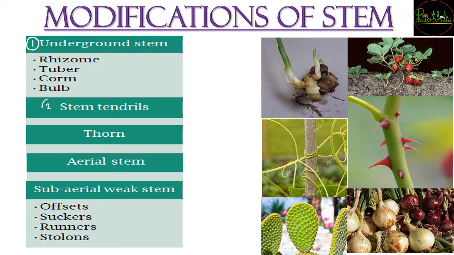The second type you can have is called as stem tendrils. Third is modification called as thorn. Fourth is aerial stem, and fifth one is going to be called as a subaerial weak stem, which has further divisions like offsets, suckers, runners and stolons. So ये तो था बस एक list wherein you can sum up all the modifications that you need to study. So now let's understand these one by one in detail.